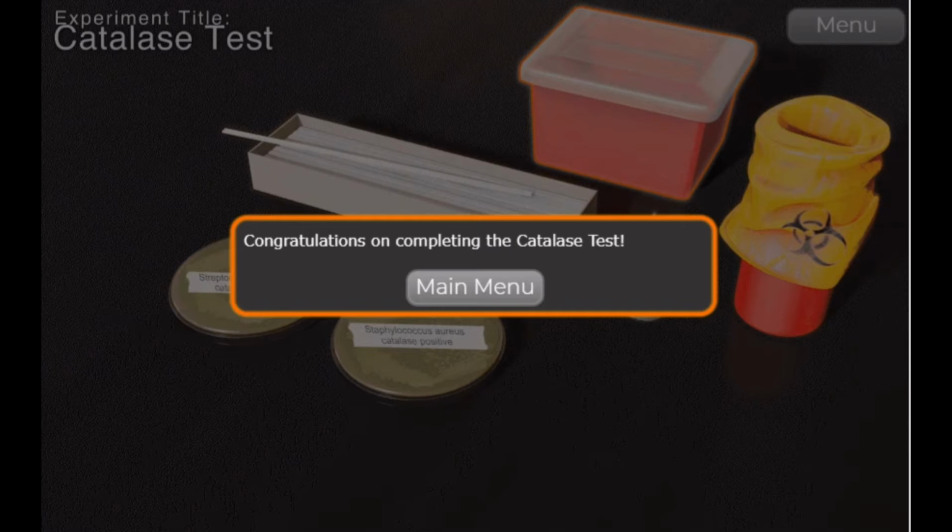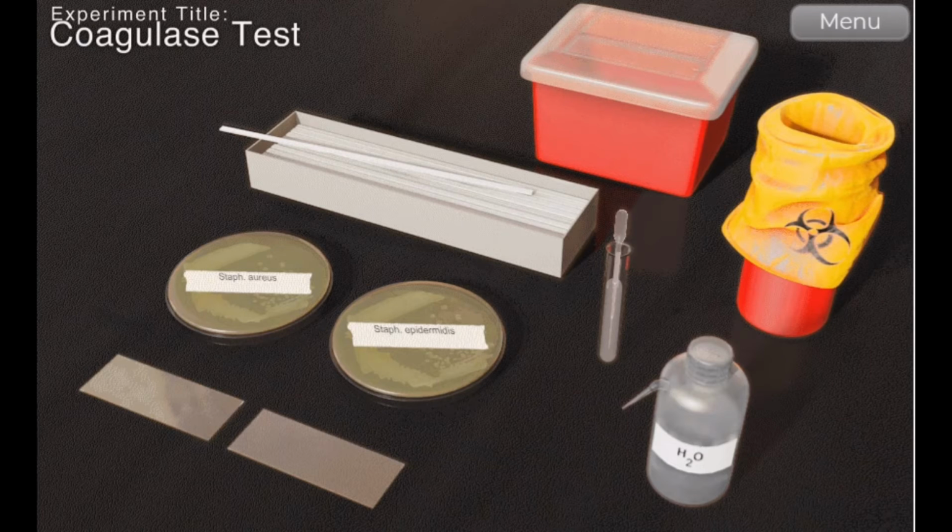Done for the catalase test. Okay, so the next experiment is the coagulase test. So firstly, the purpose of the coagulase test is to identify whether an organism produces the exoenzyme coagulase, which causes the fibrin of blood plasma to clot.